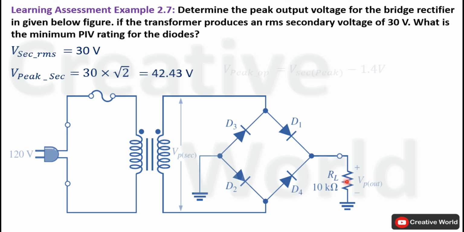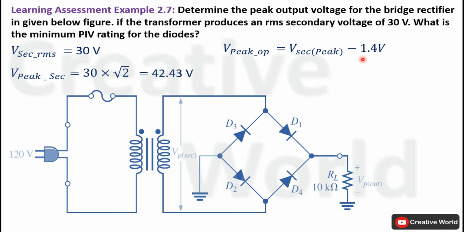After calculating the peak voltage at the secondary side of the transformer, we can calculate the peak output voltage using this equation. V peak output will be equal to V secondary peak minus 1.4 volts. Here 1.4 volts is subtracted from the secondary peak voltage of the transformer. And why are we subtracting this voltage? We know that in a bridge configuration, two diodes conduct at a time. So the potential barriers of these two diodes are added together.